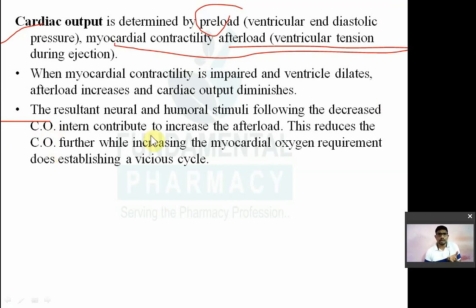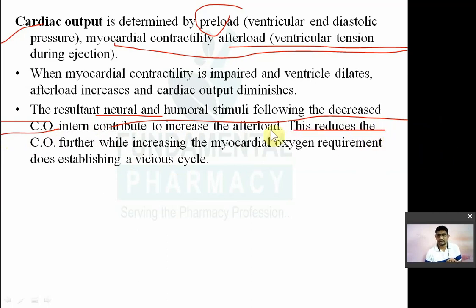It will stimulate the sympathetic nervous system and release the noradrenaline. Resultant neuronal and hormonal stimuli. So neuronal stimuli means your adrenergic system activation or sympathetic system activation in response to decreased cardiac output, and hormonal stimuli means renin, angiotensin, aldosterone system activation due to decreased blood flow to the kidney. So they will be activated due to decreased cardiac output, and in turn again contribute to increase the afterload. How they will contribute I will explain later.